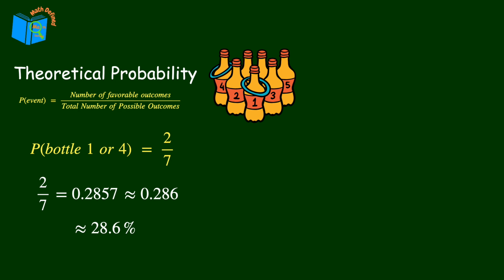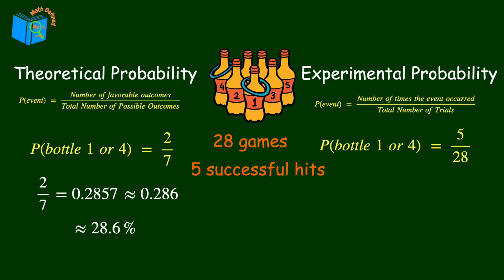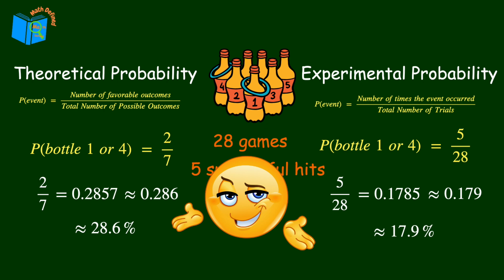But you decide to give it a try. It's a carnival after all. You played the game 28 times and made 5 successful hits. Did what you actually experienced match what should have happened? Let's compare. Your experimental probability using the formula is P, or the probability of tossing a ring over bottle number 1 or 4, is 5/28. Converting this into a percent, we get 17.9%. Your actual results were slightly less than expected. But as we've seen in this video, results like this can happen. But if you keep going, your experimental probability might get closer to the theoretical one.